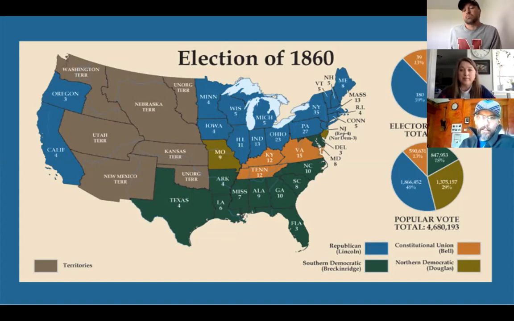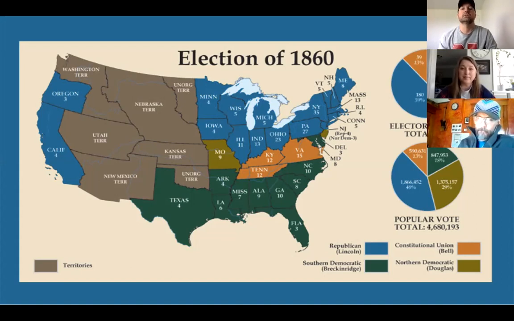Yeah. Well, we should point out that Lincoln wasn't even on the ballots in the southern states. Those green states down there, he wasn't even on those ballots. They didn't even put his name on the ballot. So anyway, you can look at the colors on the map. Even if you add the green and the other colors, Lincoln still wins.